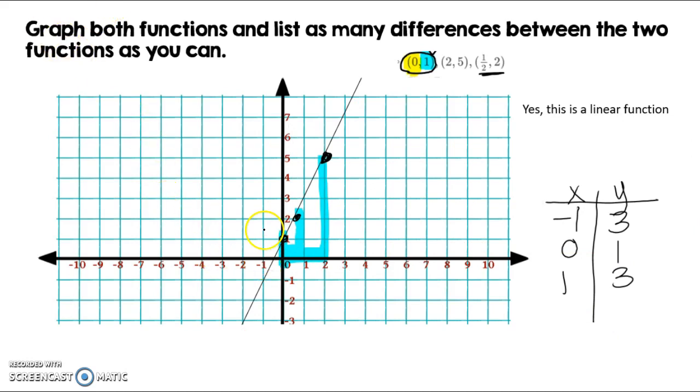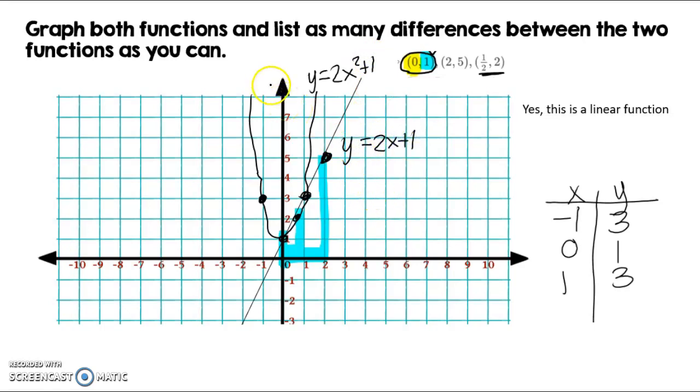So I'm going over -1 up 3, over 0 up 1, and over 1 up 3. And I'm going to make my shape here. And yes, I know that this should go through there, so let's try that again. All right, so that's about as good as I'm going to get it. So if you notice that this second graph, this was y equals 2x squared plus 1, and this was y equals 2x plus 1.